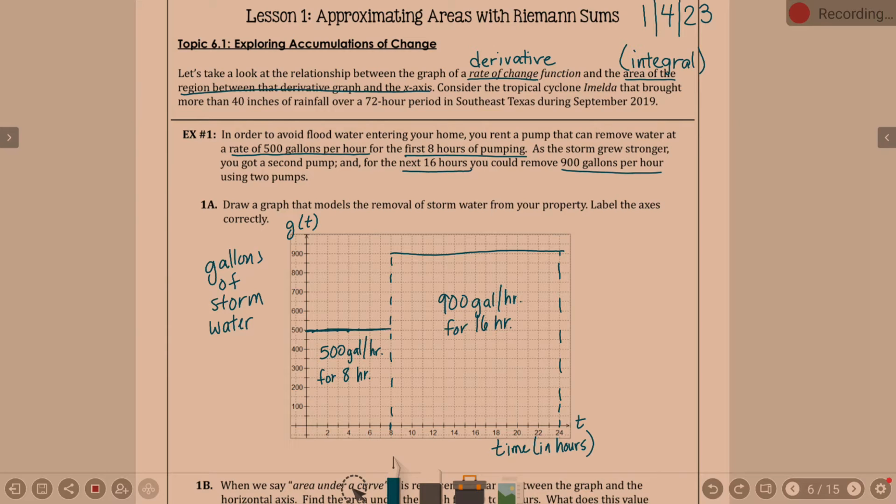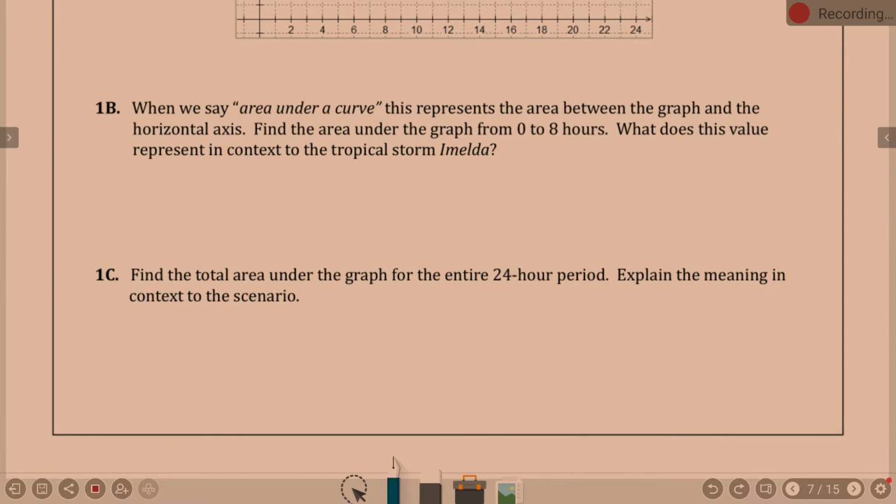Yeah, it's a rectangle, yes. So 500 height times 8 wide. And what is 500 times 8? Okay. So 500 times 8 is 4,000. What does that represent? Total gallons. Okay. Over those 8 hours, there were 4,000 gallons of stormwater pumped out by the one pump, right?